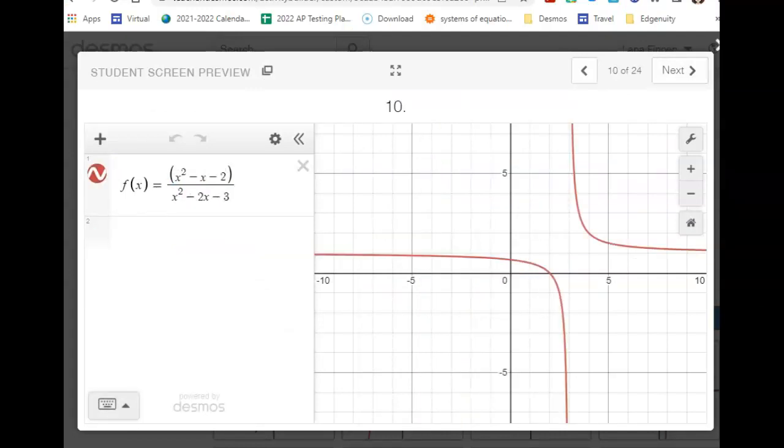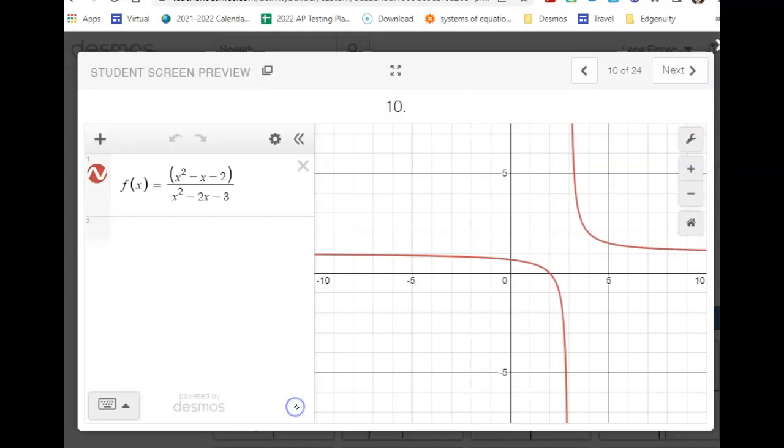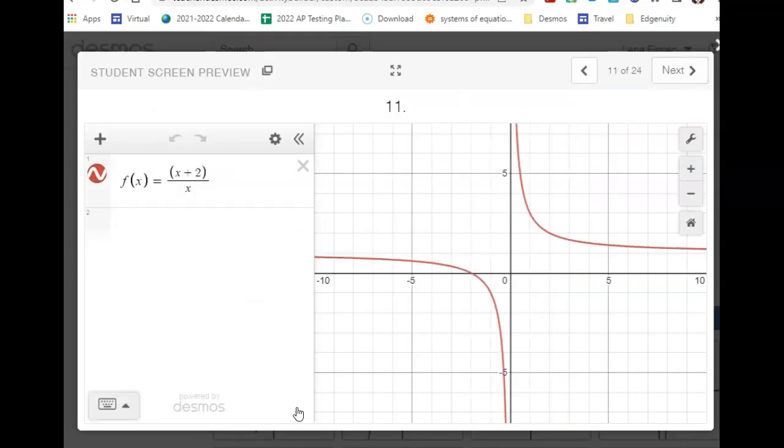Number 10. Want the limit as x approaches 3. Is 3 the asymptote here? Yes. And if you're not sure, you could graph x equals 3. So what is the limit as x approaches 3? Does not exist. Good, because it's two different things there, left or right. So number 11, want it approaching 0 from the left. So if I approach 0 from the left on this one, what's my limit? Negative infinity.